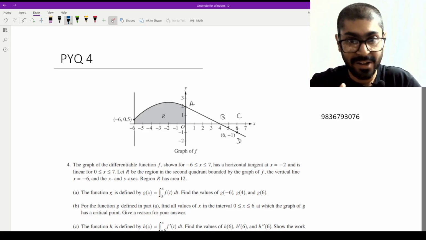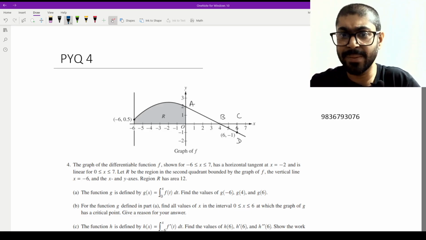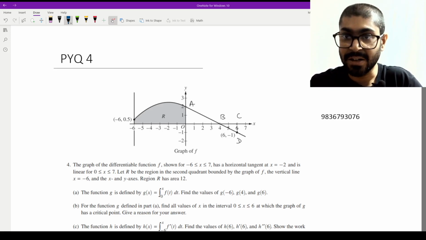Basics of integration, first one. The relation between integration and differentiation in the second one. The relation between integration, differentiation, first derivative and second derivative in the third one. So if the basics are clear, this one should not be a problem. You do not even need to identify the function. Every value is given to you. You just need to look into the graph and infer what the values should be.